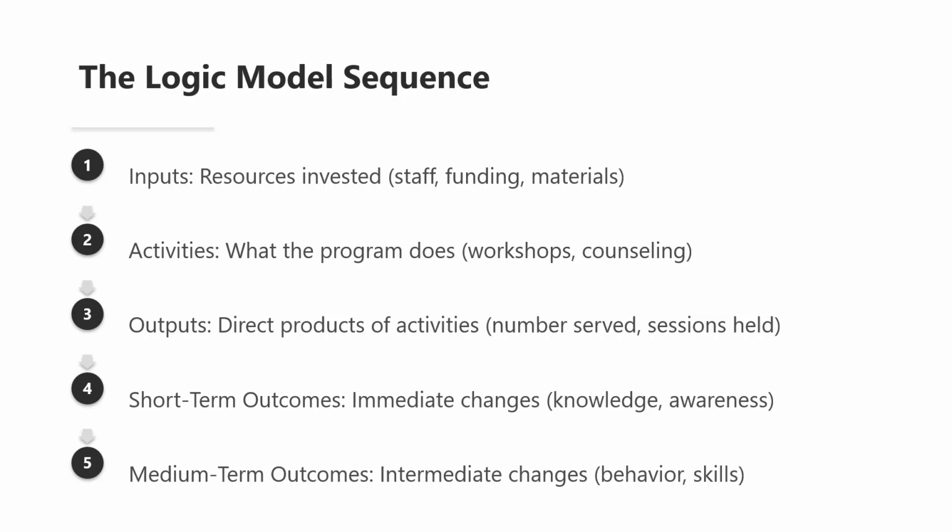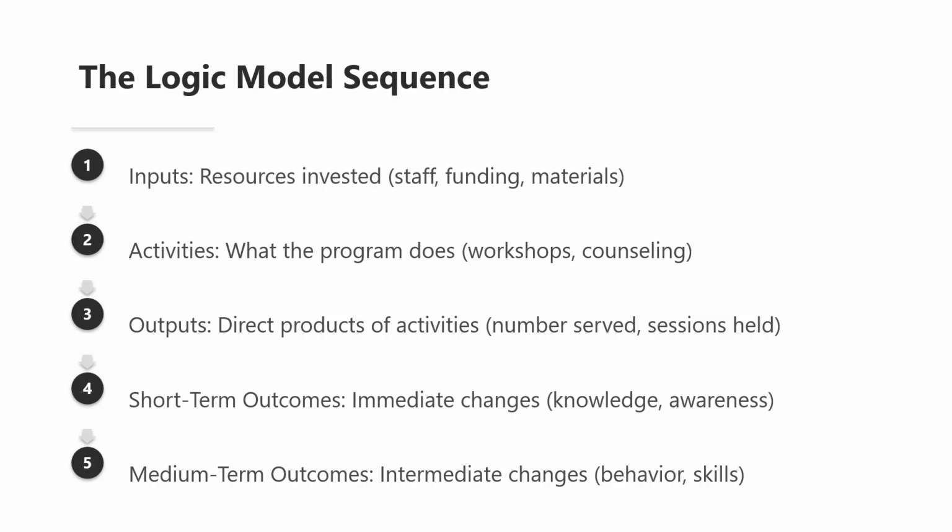Outputs are the direct, countable products of your activities. Now, here is the key thing. These are not changes in people. They are simply measures of what was produced or delivered. For example, the number of participants who attended a workshop, the number of brochures distributed, or the number of sessions conducted. This is a critical distinction for your exam. Outputs count things. They do not measure change.